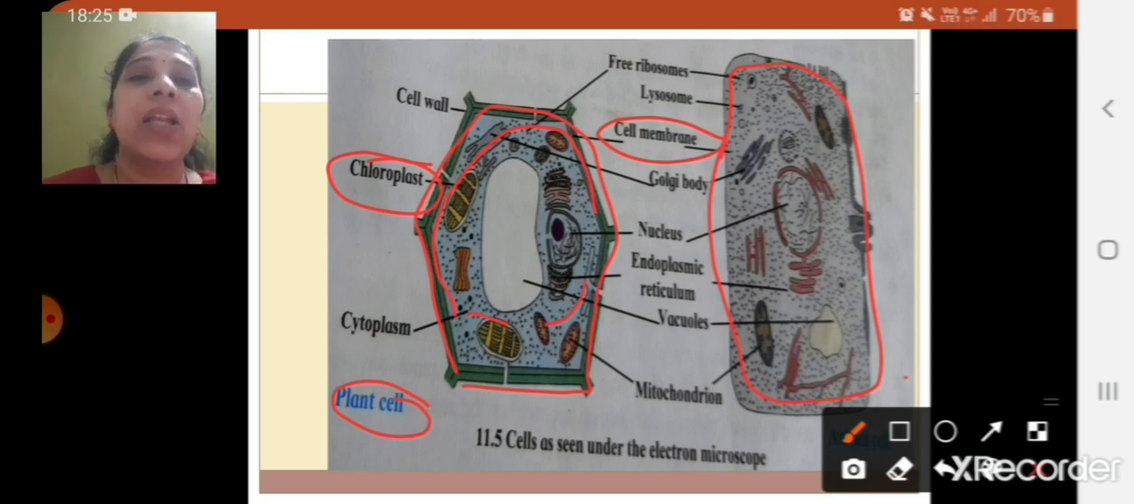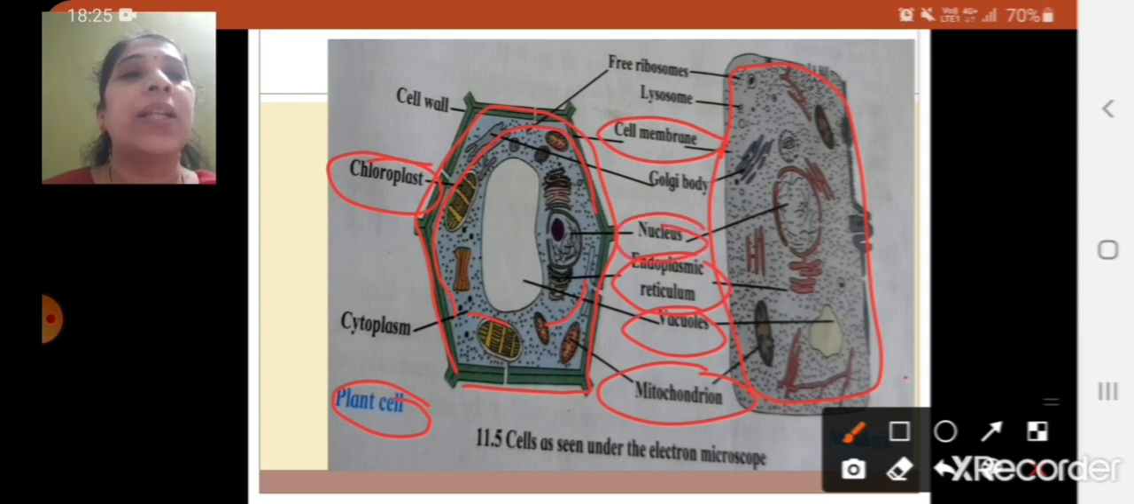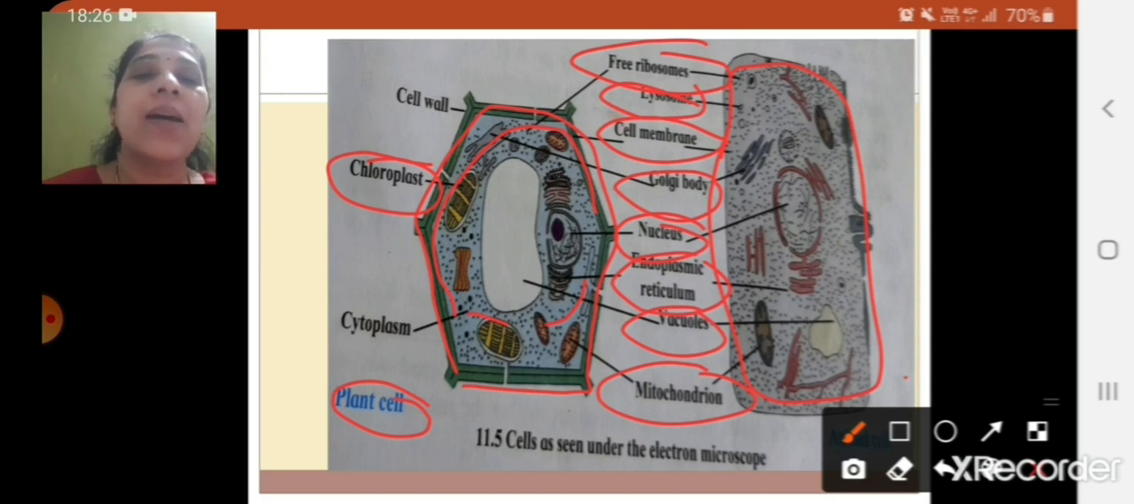Now there are various cell organelles. Various cell organelles are your mitochondria, vacuoles, endoplasmic reticulum, nucleus, Golgi body, lysosome, free ribosomes. So all these are the cell organelles which are present in both the animal cell as well as the plant cell. They carry out different functions, right, children? We will be seeing in detail what their functions are, right? So I hope you have got somewhat of an idea of what the plant cell and the animal cell are, right, children? So now let's look into detail.